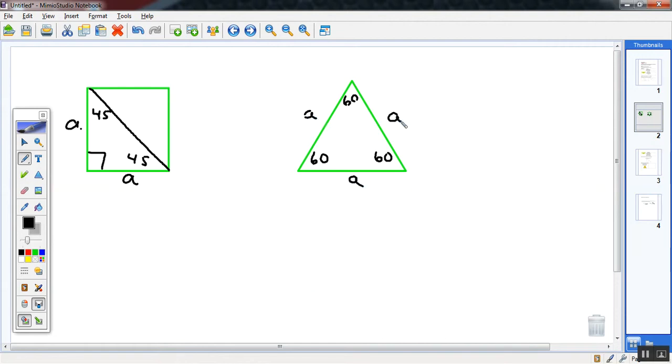What happens if I drop an altitude in here like so? Straight down, just like so. What kind of angles form down here? 90. What happens to the 60 up here? It gets cut to a 30, and that's where a 30, 60, 90 comes from. What happens to this distance down here? Okay, so we're going to talk about what the heights are here. So do you understand that a 45, 45, 90 is half of a what? And a 30, 60, 90 is half of what kind of triangle? Equilateral. That's where these things are coming from today.